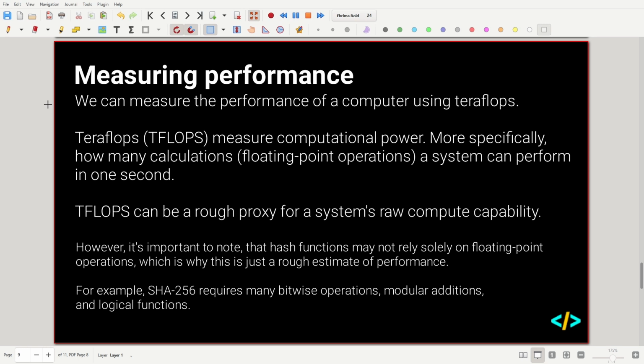But teraflops can be a rough proxy for a system's raw compute capability. I say proxy because it's not exactly accurate for all hash functions. It's not relevant to all hash functions. Some hash functions might not just rely on floating point operations. For example, SHA-256, which a lot of things use, requires a lot of bitwise operations, modular additions, and logical functions, and these things aren't necessarily correlated to how well a computer can do floating point operations. But this gives us a rough estimate of how powerful a computer is and how fast it can brute force different things.